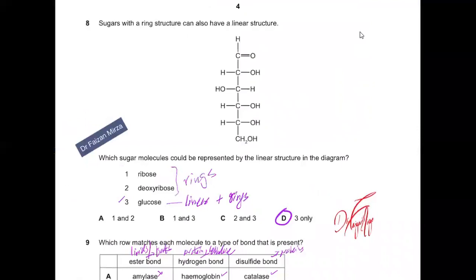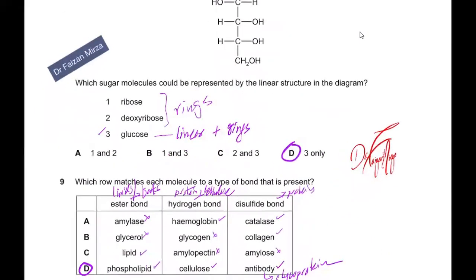Sugars with a ring structure can also have a linear structure. This is a linear structure shown to you. You can just number the carbons and see how many it has: 1, 2, 3, 4, 5, and 6 carbons. Which sugar molecules could be represented by the linear structure in the diagram? Could it be ribose, deoxyribose, or glucose? Glucose can exist in both linear and ring forms, whereas ribose and deoxyribose are pentose sugars, with 5 carbons, in RNA and DNA. They exist only in rings, not as linear structures. So the answer will be 3.